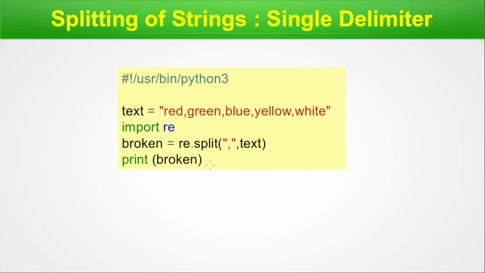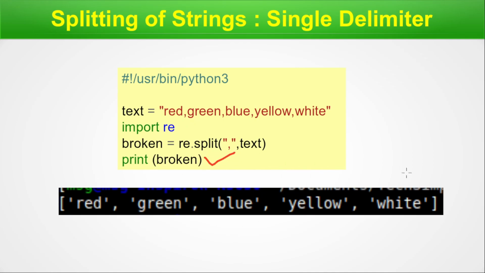And here we print our broken, and as we run the code we get this output. You can see this now is a list of the split strings. So that means when we split with respect to comma, we have different colors: red, green, blue, yellow and white. They are coming as the first, second, third, fourth and fifth element of a list. So this way you can do the splitting of a string using a single delimiter.